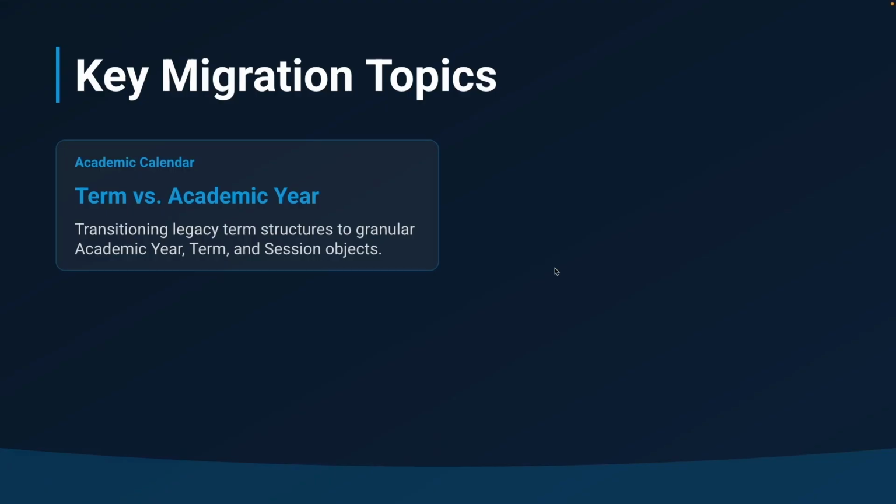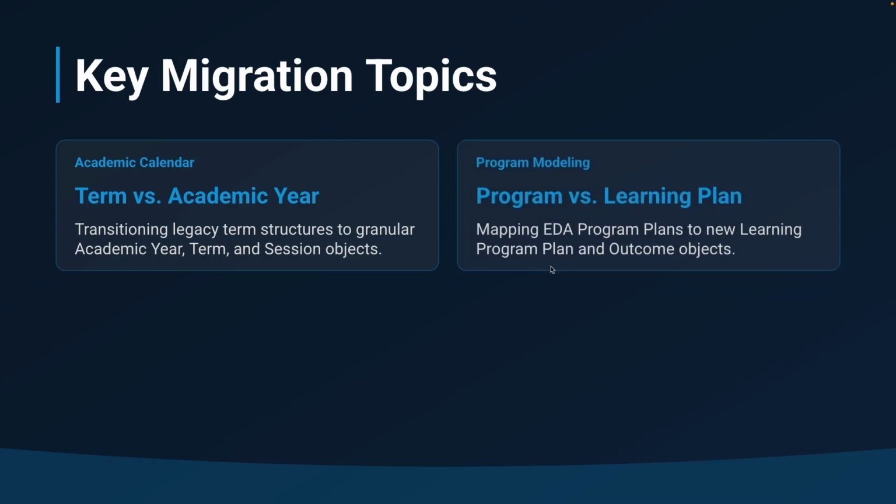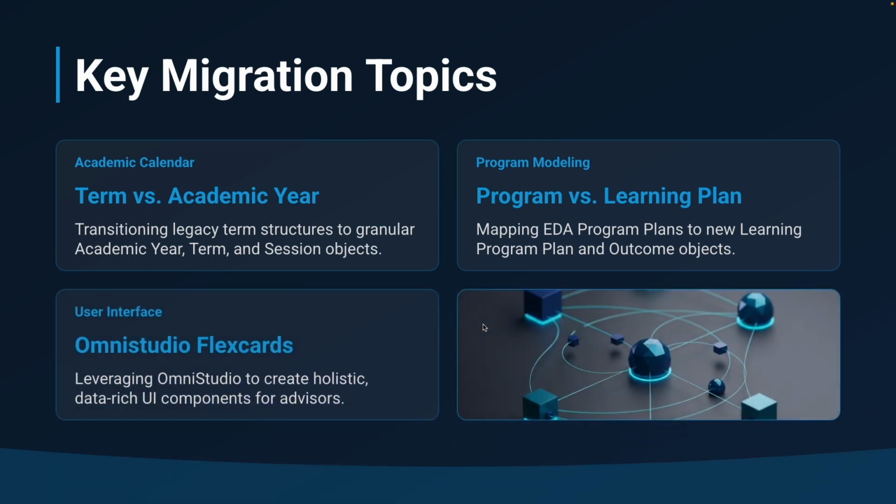We are going to be discussing term versus the academic year. We're going to be looking at program plans and their learning programs, the learning plans. And then we're going to give you a really quick overview and look at some of the Omni Studio Flex cards that come native with Education Cloud to give you that holistic, data-rich UI 360 view of a learner. So let's get into it.